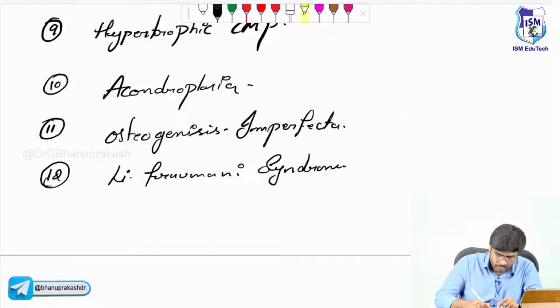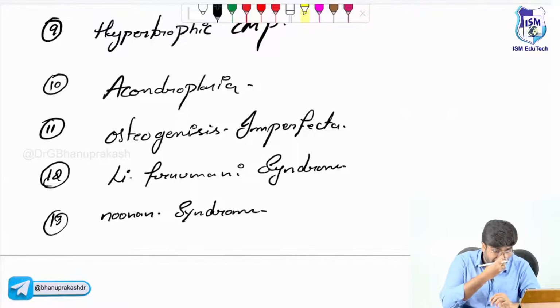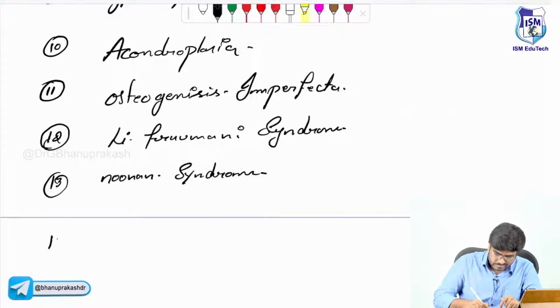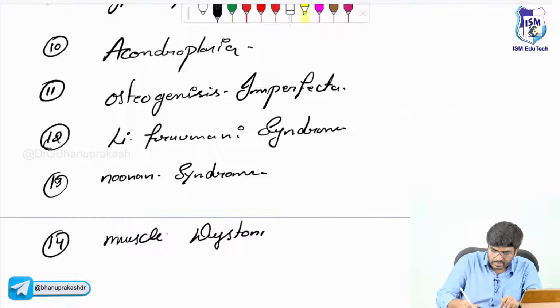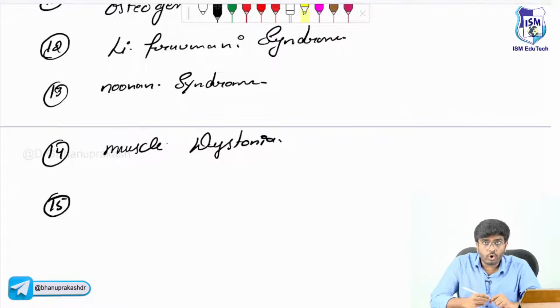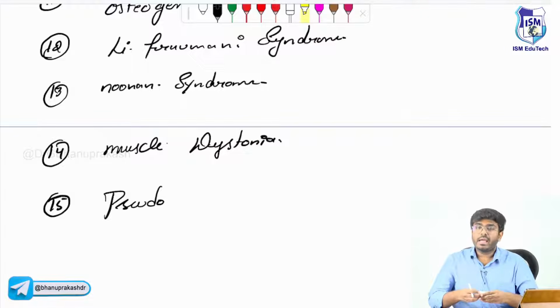Noonan syndrome. So Leaf-Romani syndrome, Noonan syndrome, and muscular dystonia. Okay, muscle dystonia, and last and final thing, that is pseudo hypoparathyroidism. In pathology, in the parathyroid topic, we'll discuss hypoparathyroidism, primary hypoparathyroidism, secondary hypoparathyroidism, pseudo hypoparathyroidism. We'll discuss them.